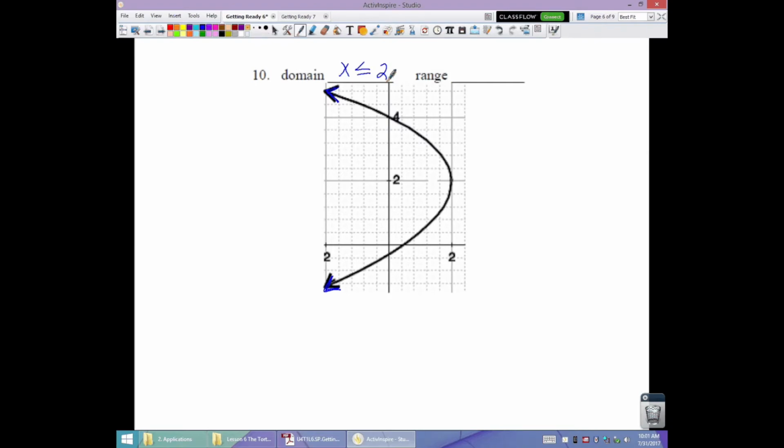For range, because the arrows indicate that it decreases and increases off our grid that we're showing, it goes forever, so the range would be all real numbers.